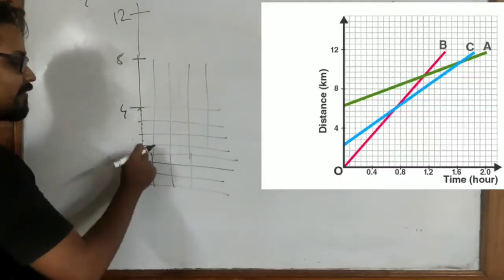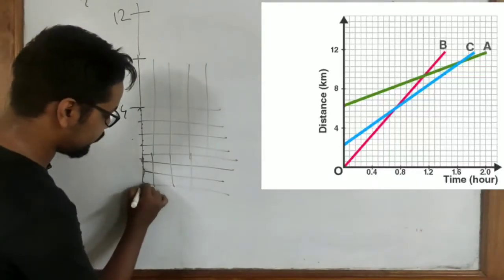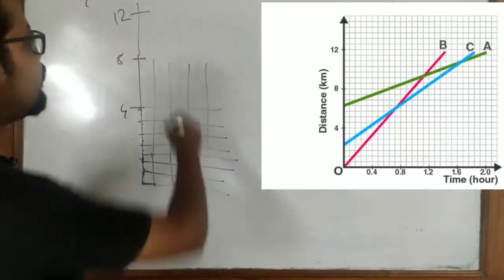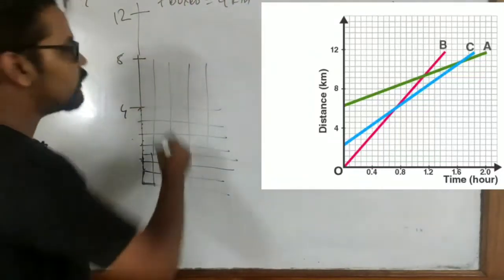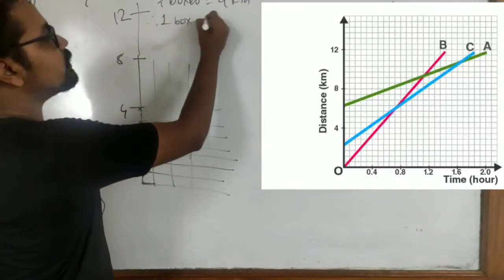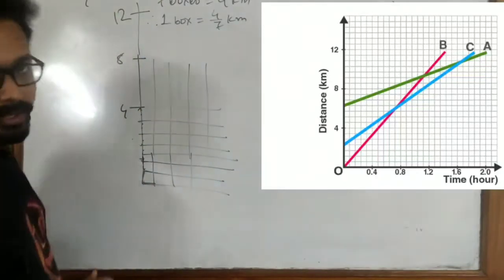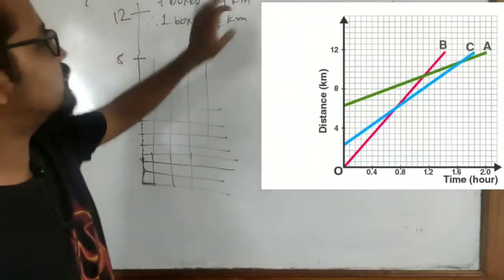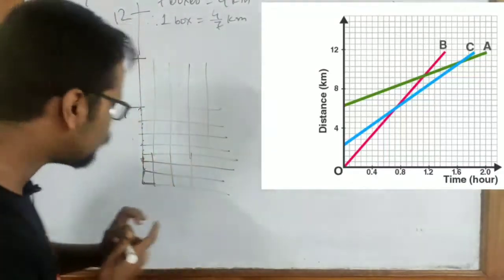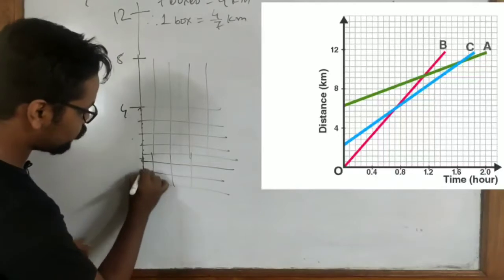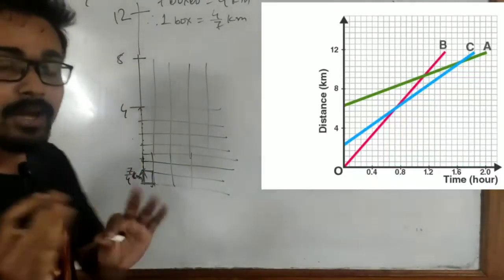So since we need 7 boxes to cover 4 kilometers, what does one box represent? We have 7 boxes equal to 4 kilometers, right? Therefore, what is one box? Using the unitary method, one box is 4 by 7 kilometers. So 7 boxes represent 4 kilometers, which means each box will represent 4 by 7 kilometers. So now we know what one box means along the axis. Now we can easily calculate.